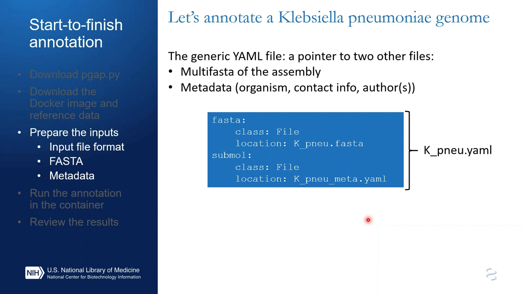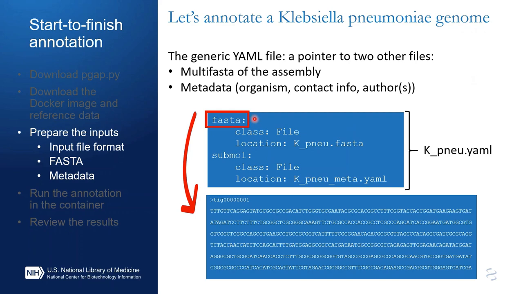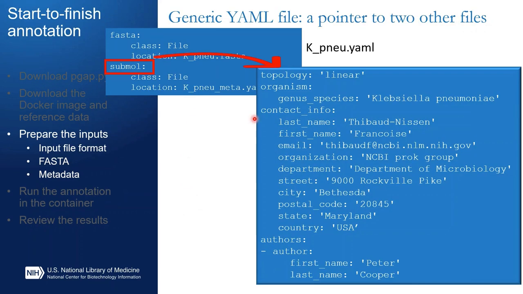So what do you need for this? How do you prepare the input? The first thing that we will prepare here is a very small text file, 6 lines, which is really a pointer to 2 other files: the FASTA file, which I think you're familiar with, and another file of metadata.